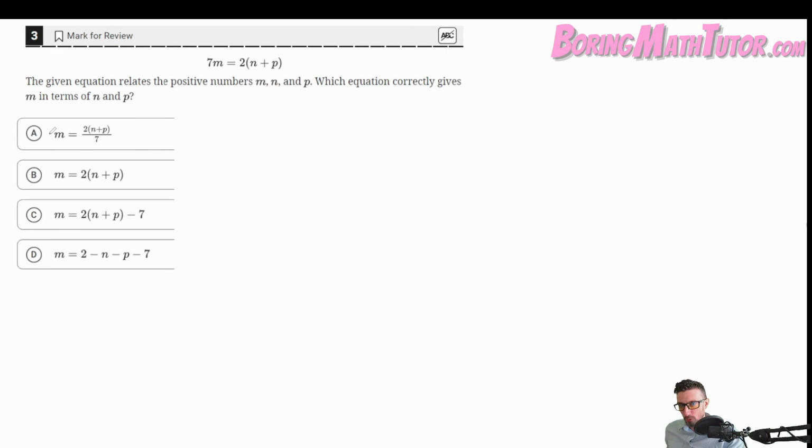I don't even have to read what they're saying because I can tell by looking at all these answer choices. They're asking me to solve this for M. If I want to get the M on its own, I need to get rid of the 7. How do I get rid of a times 7? I divide by 7. And it looks like we is done.